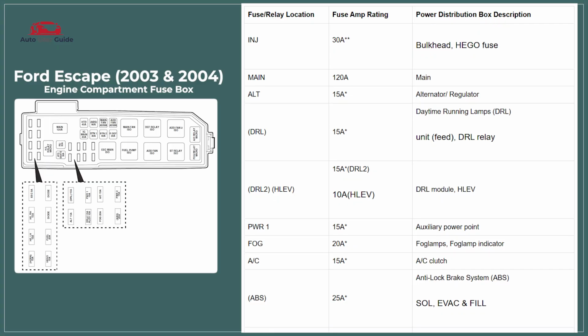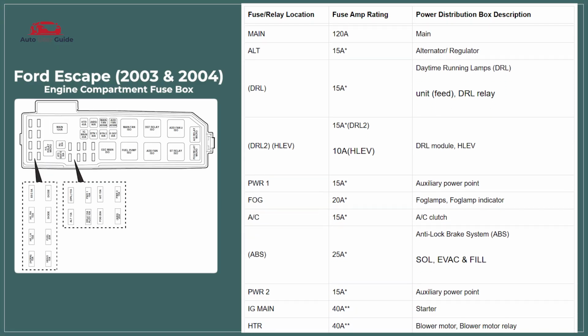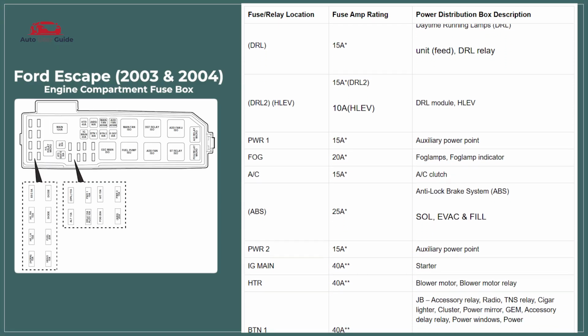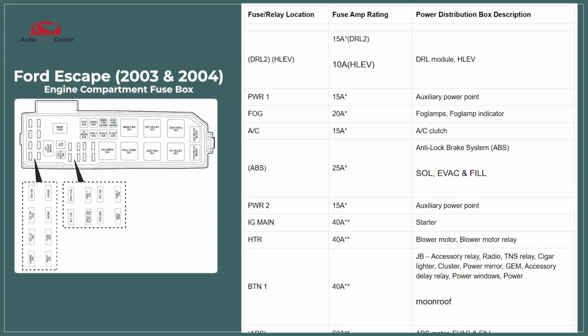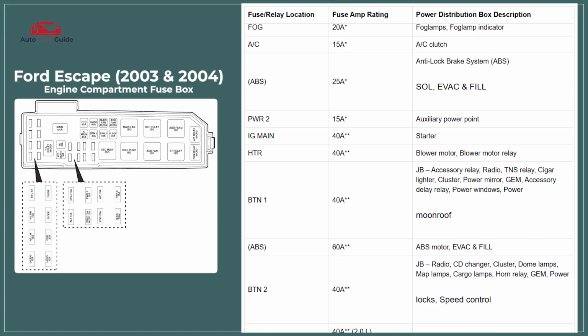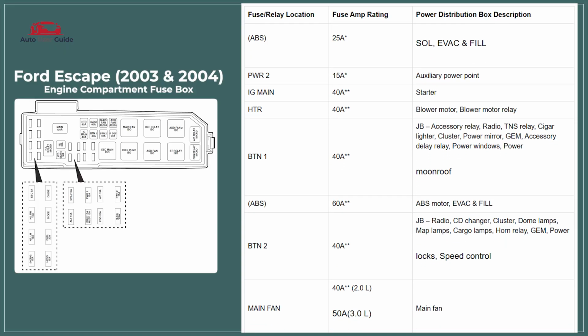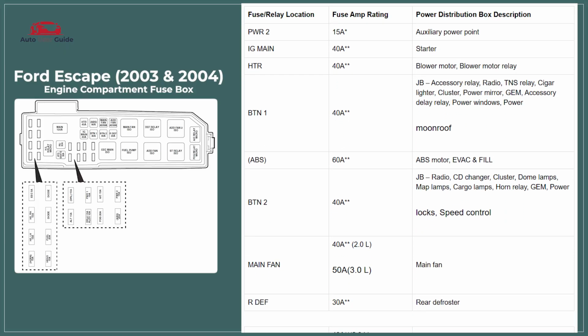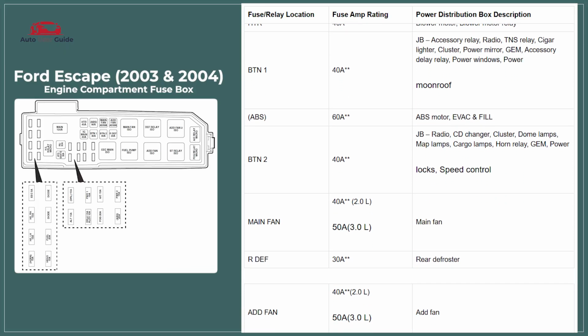The engine compartment fuse box in the 2003 and 2004 Ford Escape protects essential systems such as the engine control unit, fuel system, ABS, and cooling fans. It contains high-capacity fuses and relays to manage power distribution and system safety.